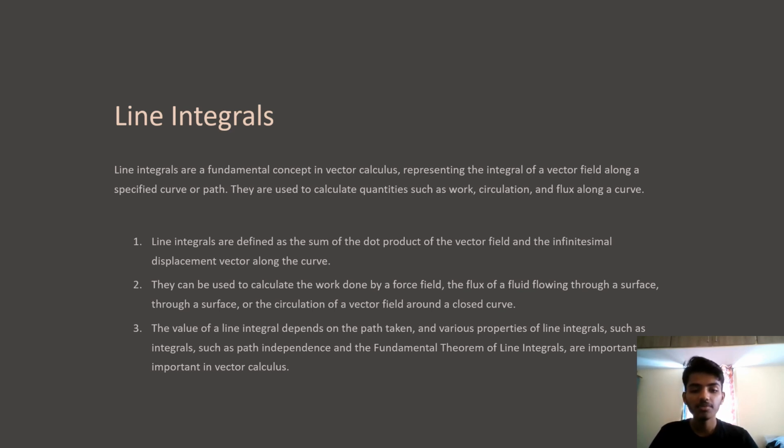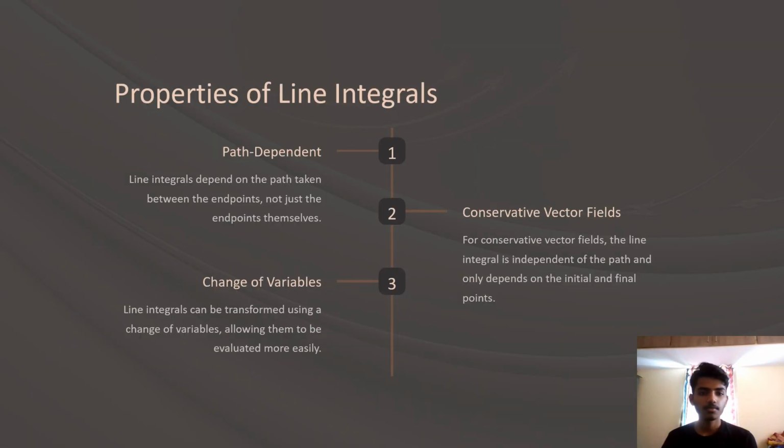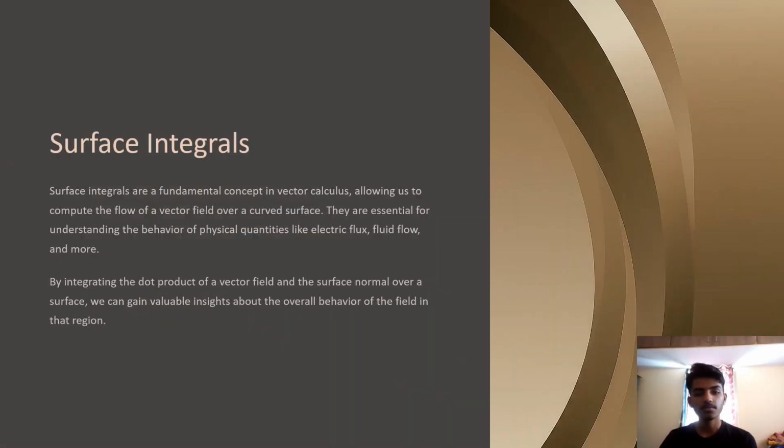The value of a line integral depends on the path taken, and the various properties of line integrals, such as path independence and the fundamental theorem of line integrals, are important in vector calculus. Properties of line integrals. Path dependent. Line integrals depend on the path taken between the endpoints, not just the endpoints themselves. Conservative vector fields. For conservative vector fields, the line integral is independent of the path and only depends on the initial and final points. Change of variables. Line integrals can be transformed using a change of variables, allowing them to be evaluated more easily.